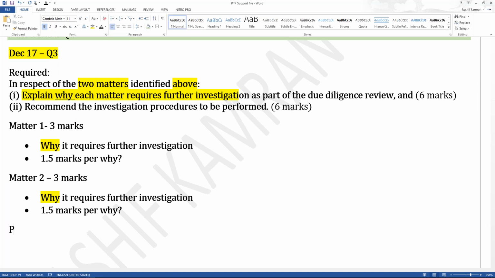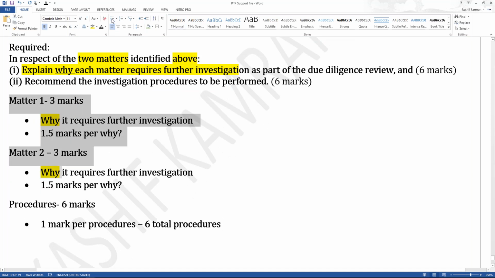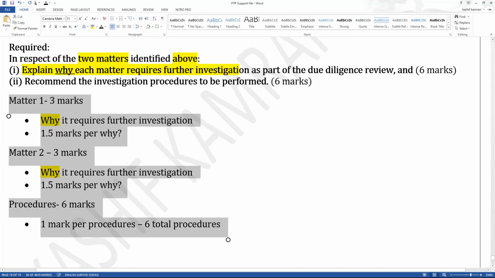Then the second thing, procedures. How many marks we have for procedures? 6 marks. And you know the marking scheme for a procedure is 1 mark per procedure wherever they're asked in the AAA paper. 1 mark per procedure. So how many procedures you need to write? 6 total procedures to score the 6 marks. So that's how you go down drilling the requirement. I think this is every day I'm doing this with you, that I tell you how to break and read the requirement. And I believe this helps to know exactly what is to be done.